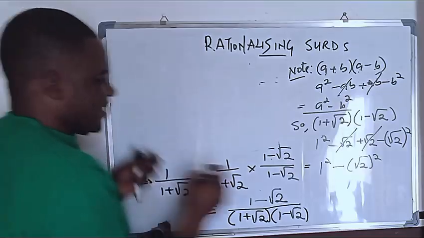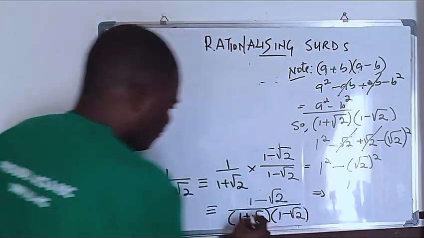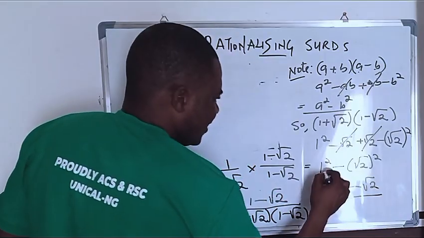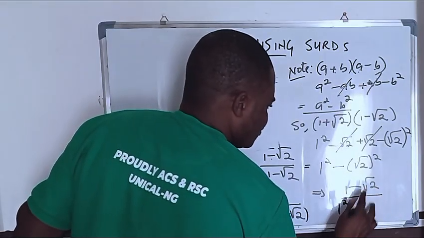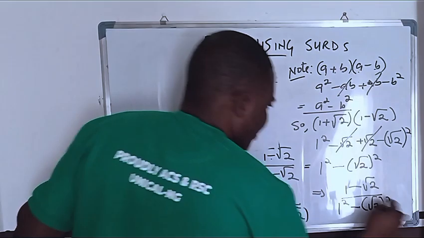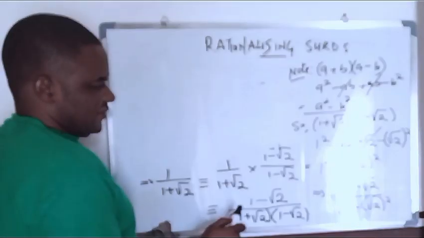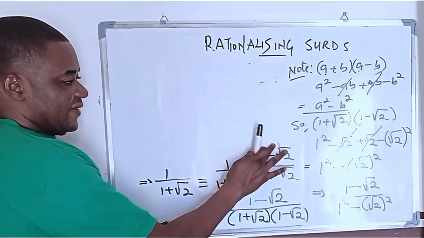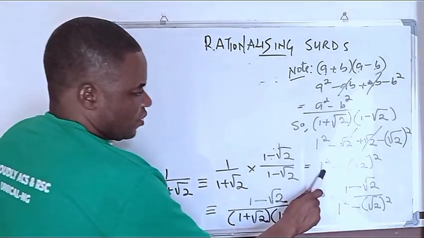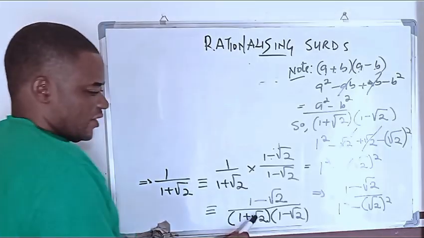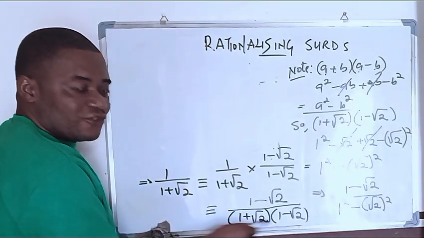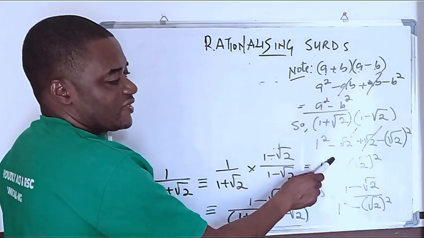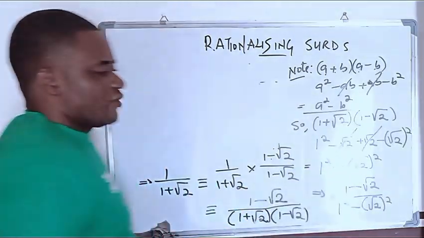This means that from here we'll now have 1 minus root 2 all over 1 squared minus root 2 squared. That's what we'll have. The 1 minus root 2 came from our rationalization here. And then this 1 squared minus root 2 squared comes from the expansion of this problem we have here, which follows this process. So with this, we can go ahead and solve it.